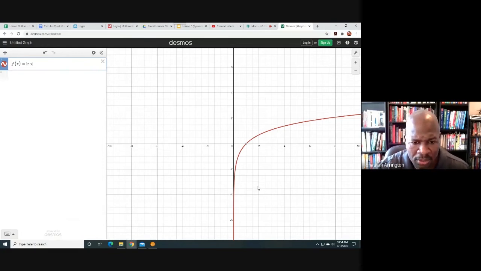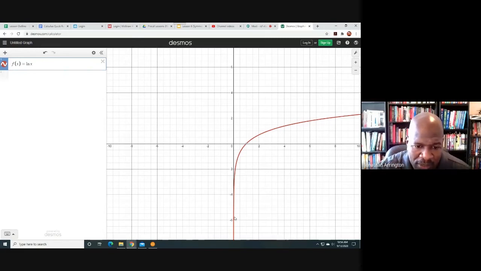So here is the graph of ln x. Let's go through the checklist. Again, we're just looking at the graph, because right now you're unable to evaluate f of negative x. So let's see, is it even? Yes or no? That's a no.